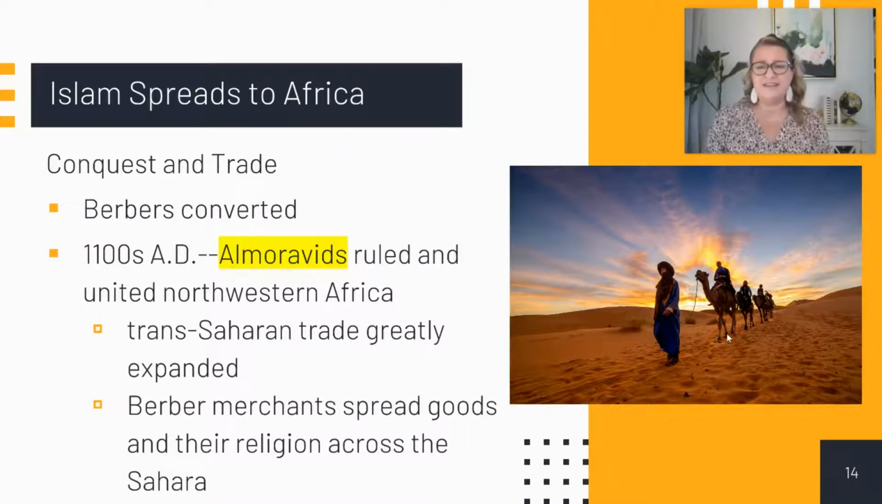And under their rule, Trans-Saharan trade greatly expanded. And Berber merchants spread goods and their religion across the Sahara. Keep in mind that when people interact with one another, when they're trading goods, they also socialize. And one of the things that they're going to share with one another are their religious beliefs. And that's one of the key ways Islam spread across North and West Africa.